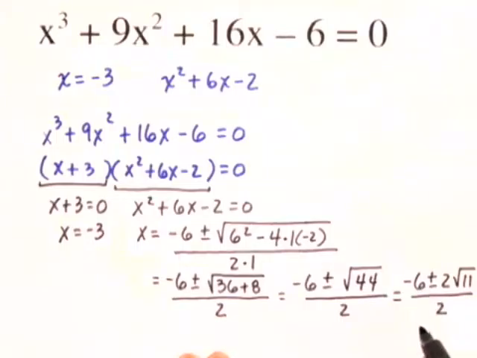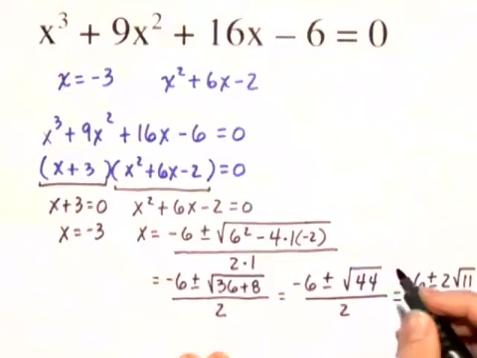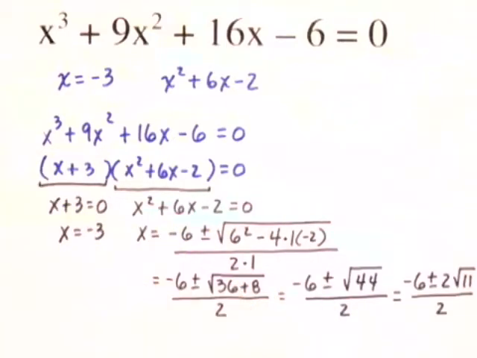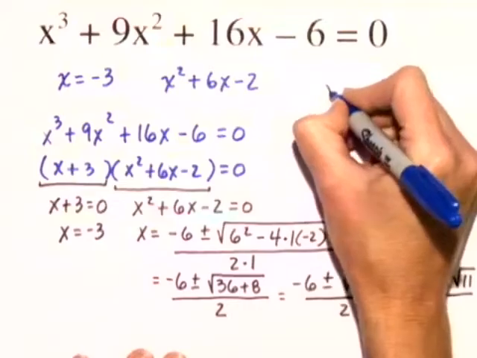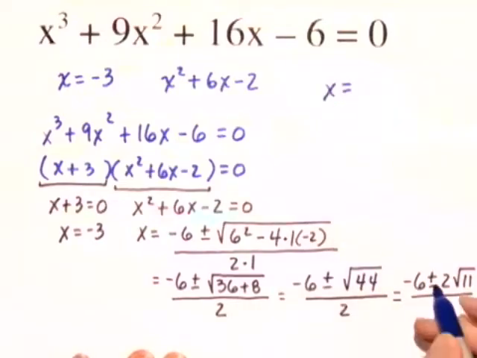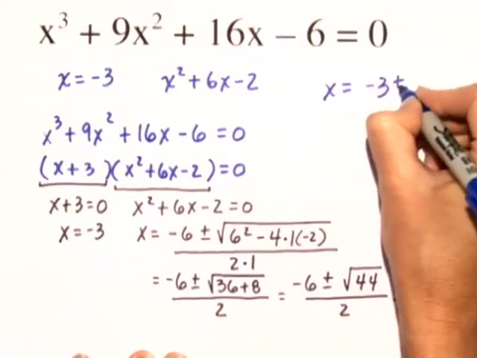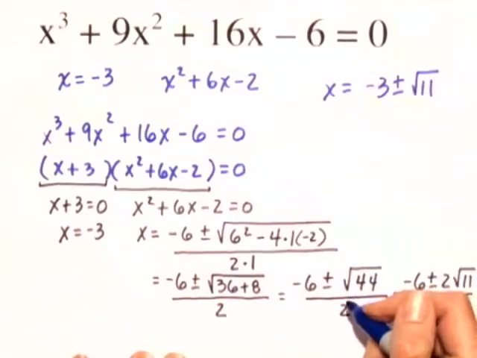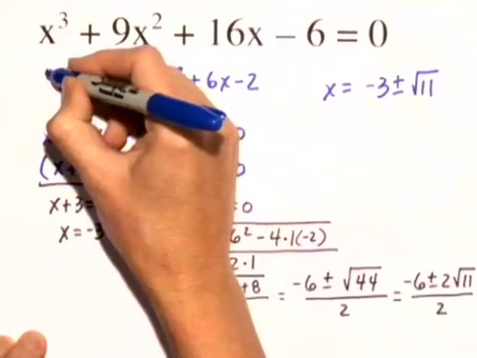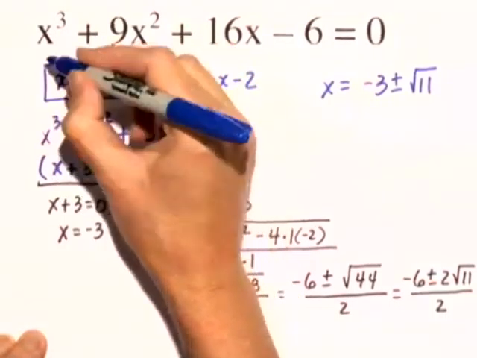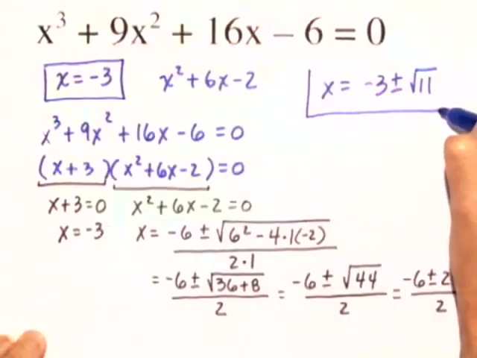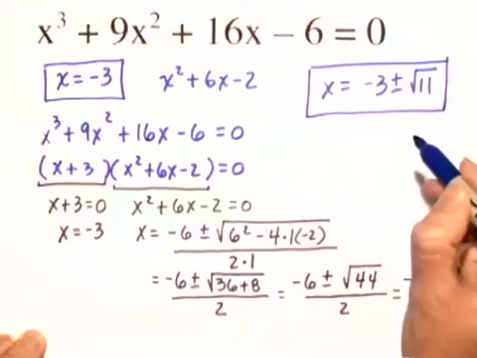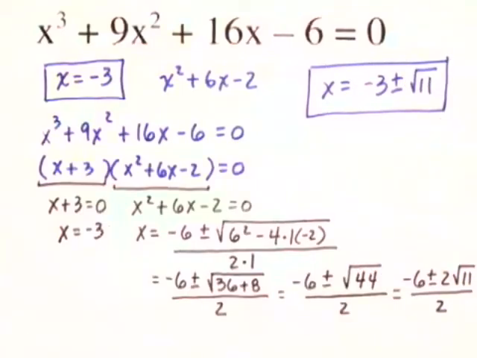If we factor a 2 out of the numerator and divide it with the 2 in the denominator, we end up with our last two roots. I'll write those up here. X will equal negative 3 plus or minus the square root of 11. So we have a total of 3 solutions: x equals negative 3, and also x equals negative 3 plus or minus the square root of 11.